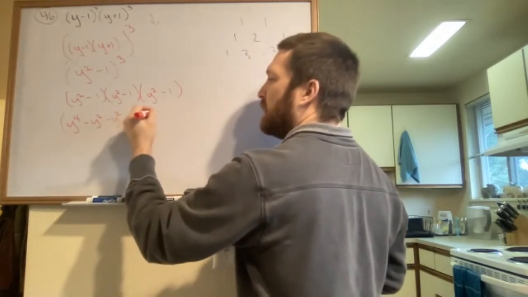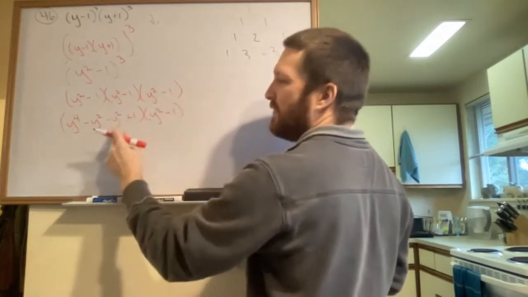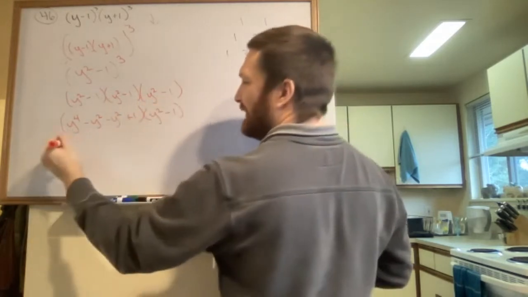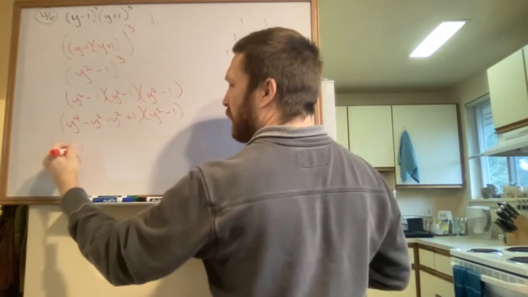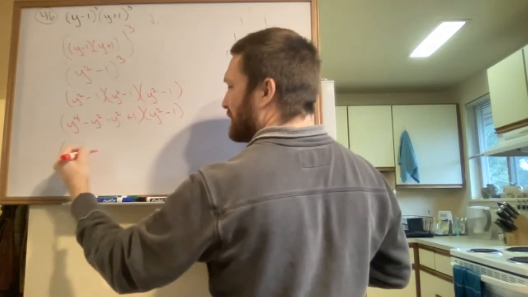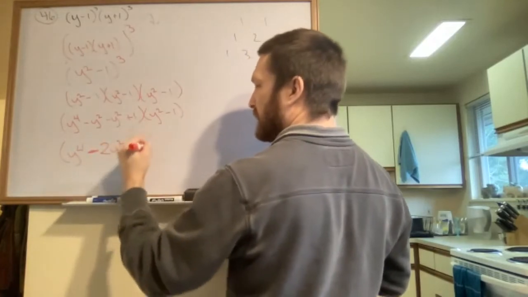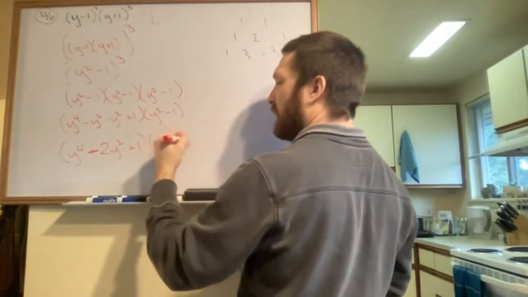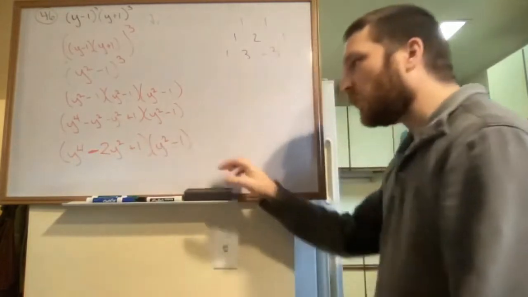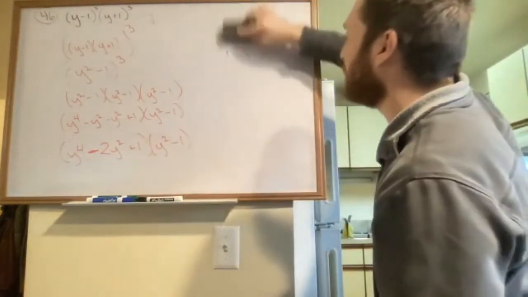+1. Okay. So what I'm going to do is rewrite this. I'm going to group those two terms, giving me y to the 4th minus 2 y squared plus 1 times y squared minus 1. Now at this point, we're almost done. We got one more multiplication to do.